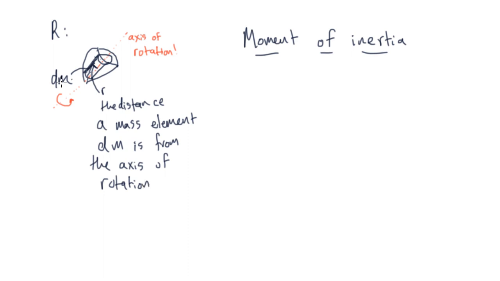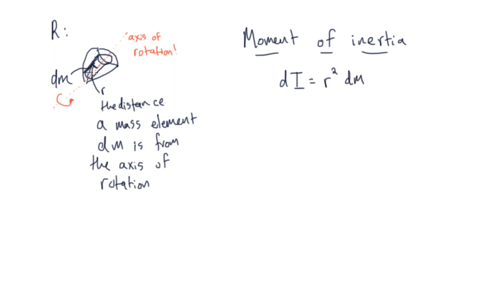So somehow the further the mass element is from the axis of rotation, the harder it is going to be to spin. And then of course the greater the mass element is, the harder it is going to be to spin. So we're going to capture that by saying that an element of the moment of inertia, we'll call dI, is going to be r squared dm.